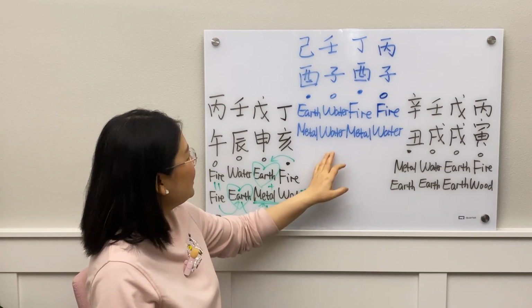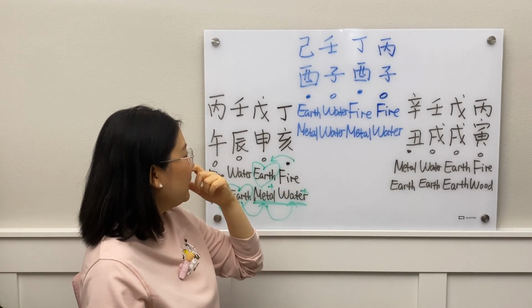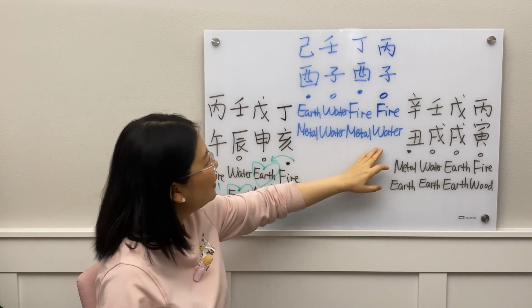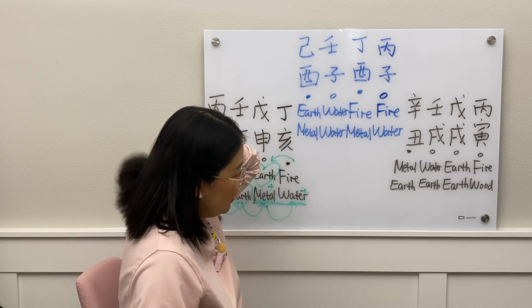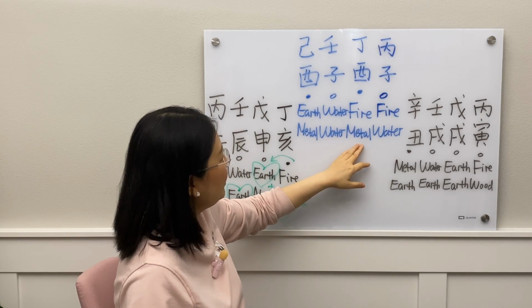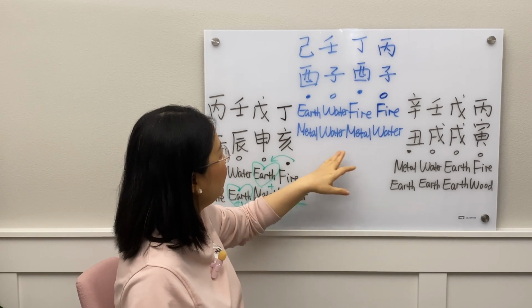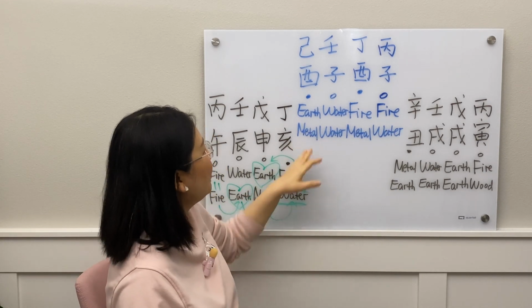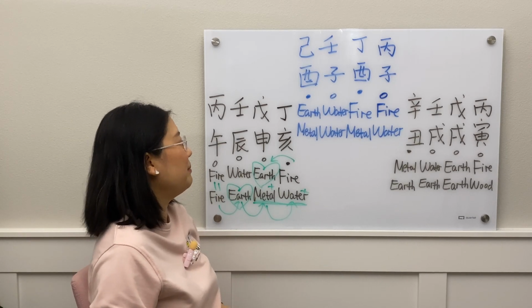And the second one is a young water born in the month of September, which is a Yin Metal earthly branch. So your annual pillar is a yang fire and water. Your monthly pillar is a yin fire and metal. Your daily pillar is a yang water and water. And the hourly pillar is a yin earth and metal.